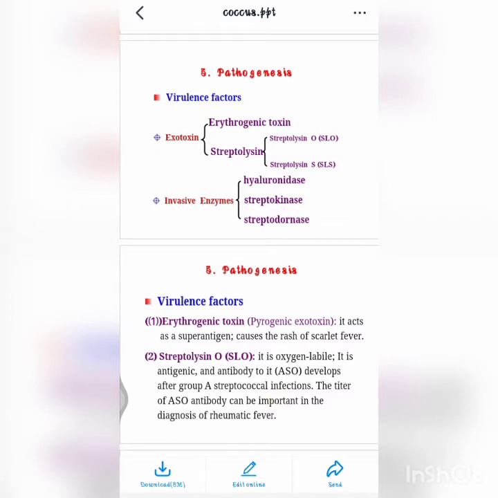Erythrogenic toxins are responsible for the rashes in scarlet fever, and these strains are producing the prophage DNA which codes for toxin production. This is pyrogenic, that is fever causing, and also causes immunosuppression, so it increases the sensitivity of the host to streptococcal toxins. It is used in the Dick test, which detects the susceptibility to scarlet fever. This superantigen causes the rash of scarlet fever. Streptolysin O is oxygen labile.